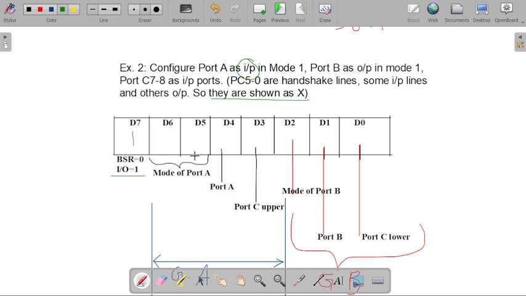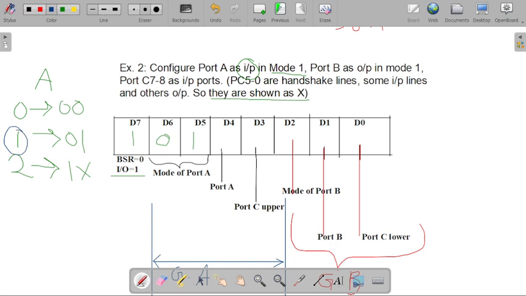Now the next bits will be set for the mode of our port A. According to our example, the mode will be 1. For setting mode 1, we can write here 0 and 1, because there are 3 modes in our port A structure: mode 0, mode 1 and mode 2. For mode 0, we are writing 0, 0. For mode 1, we are writing 0, 1. And for mode 2, we are writing 1x, that is the not defined condition. So in this example, mode 1 will be set, so I am writing here 0 and 1 for our mode of port A.